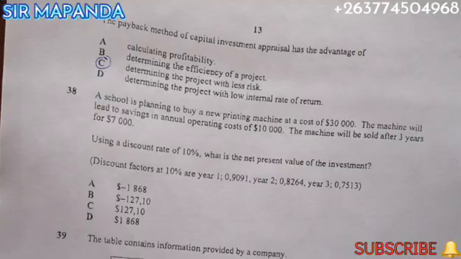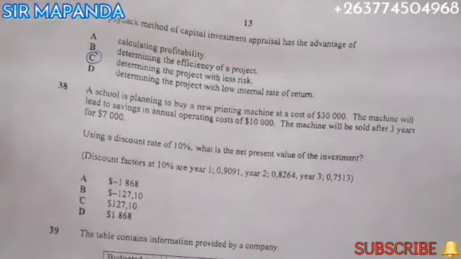The machine would lead to savings in operating costs of 10,000 annually. The machine will be sold after 3 years for 7,000. Using a discounting rate of 10%, what is the NPV?